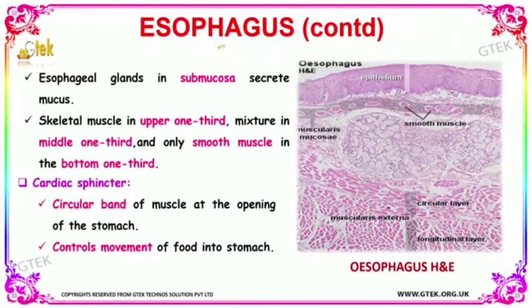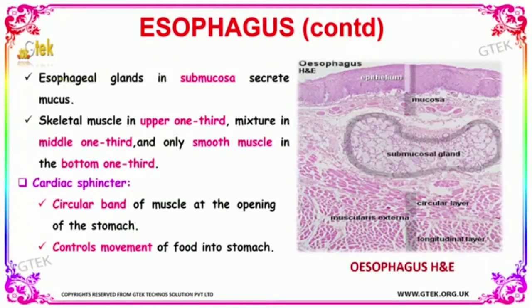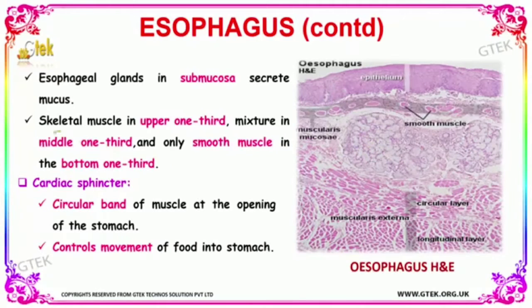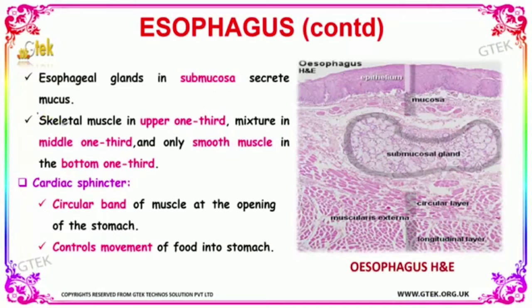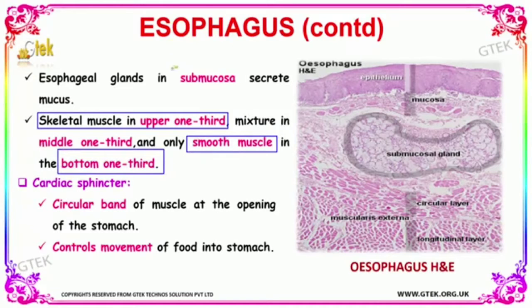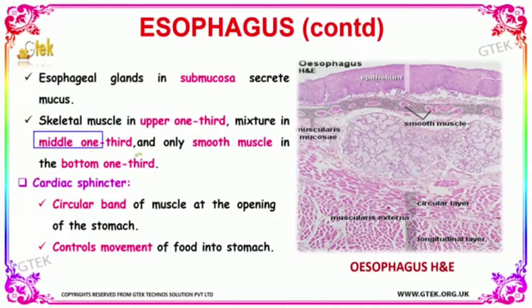Your esophagus has esophageal glands in the submucosa, and the submucosa will secrete mucus. Your esophagus has skeletal muscle in the upper 1/3 and smooth muscle in the bottom 1/3. The middle 1/3 portion will be a mixture of skeletal muscle and smooth muscle.